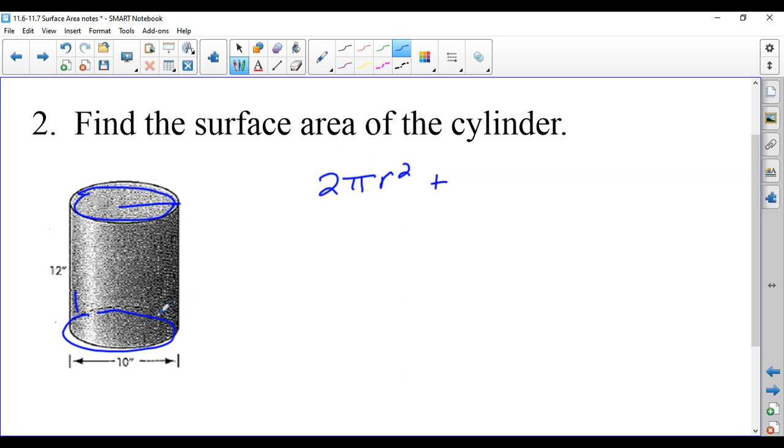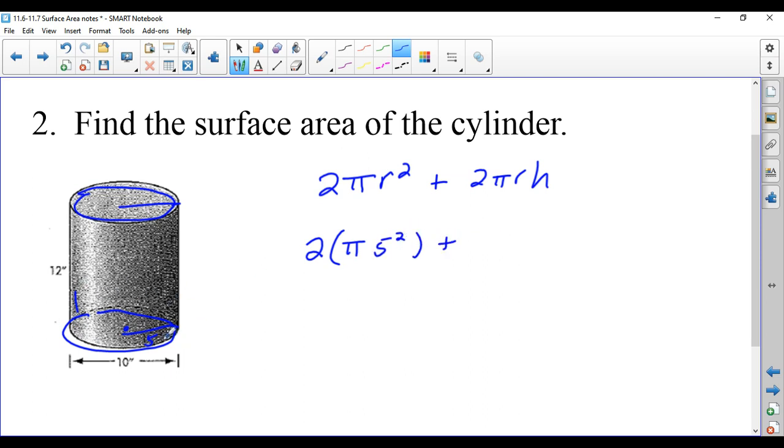A circle doesn't have a perimeter. Instead, a circle has a circumference. So we're going to do 2 pi r times the height. So here I have 2 pi. The radius is half of this 10 inches. It's 5 inches.